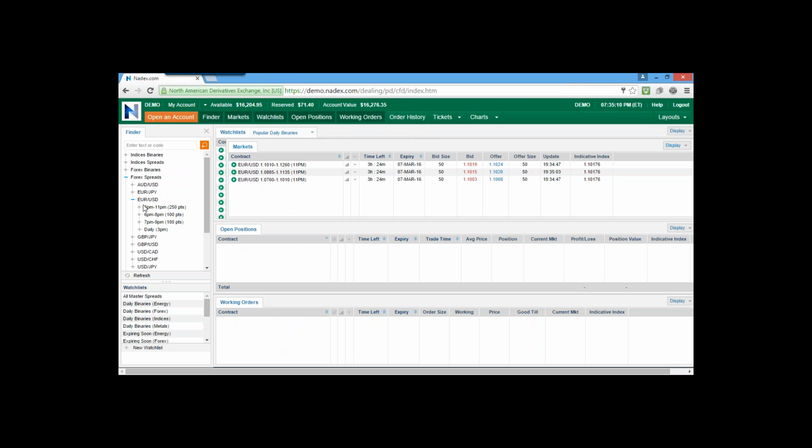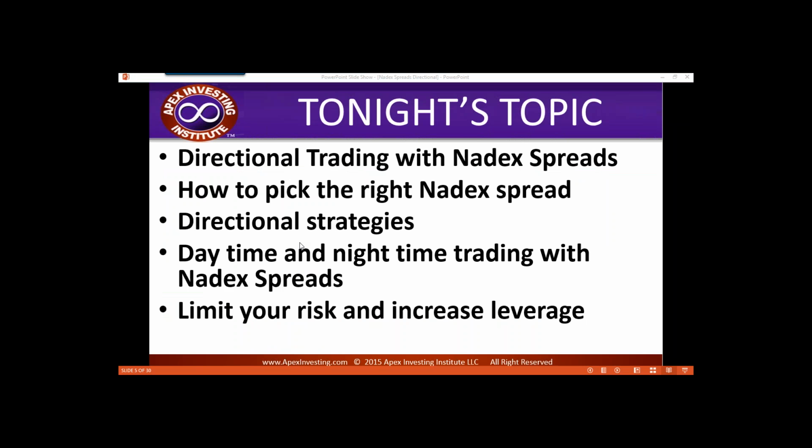And a lot easier than going back and forth on all the different tabs of Nadex, trying to remember what was the floor and ceiling, what was the price, and how much do I have to put up. Everything's just all right there for you, okay?